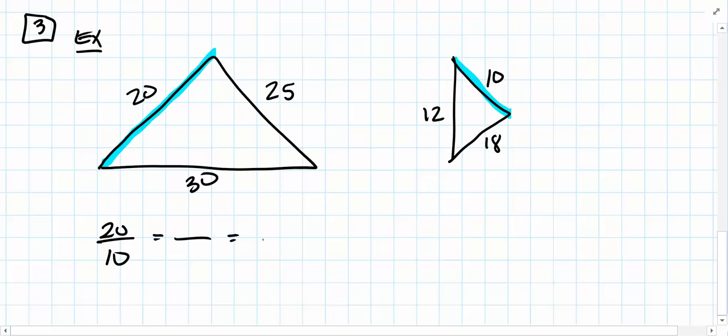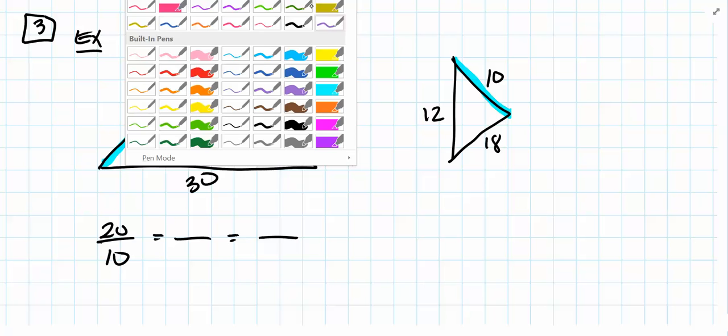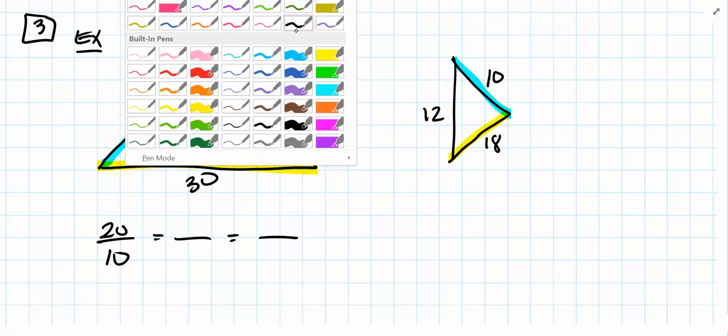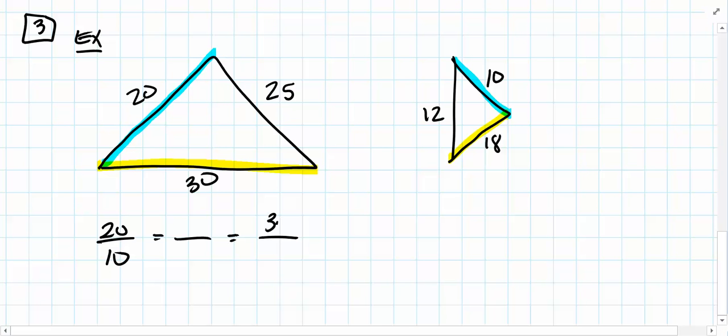So then go to the biggest side. What's the biggest side on the left? 30. What's the biggest side on the right? 18. Okay, so I'm going to go ahead and write that down again. So 30 to 18. Okay, and then what about the other one? We'll go green. We'll go 25 to whatever's left, which is 12.